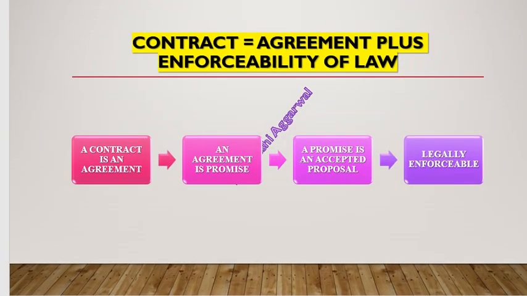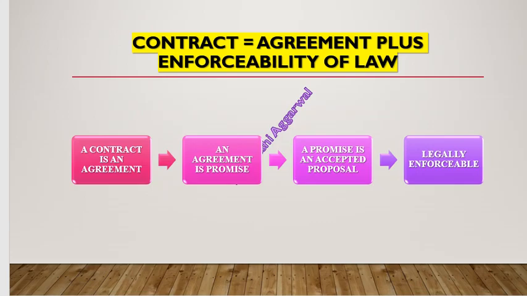So contract is an agreement. Agreement is a promise. When a proposal is accepted, then it becomes a promise. And when the parties have the intention to create a legal relationship and it is legally enforceable, then it becomes a contract. So we could say contract is an agreement, plus it should be enforceable by law. If it is not enforceable by law, then it cannot be a contract.